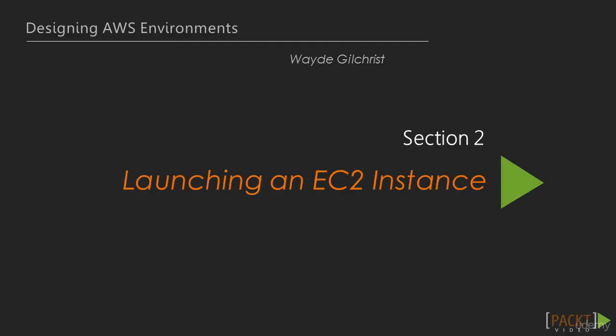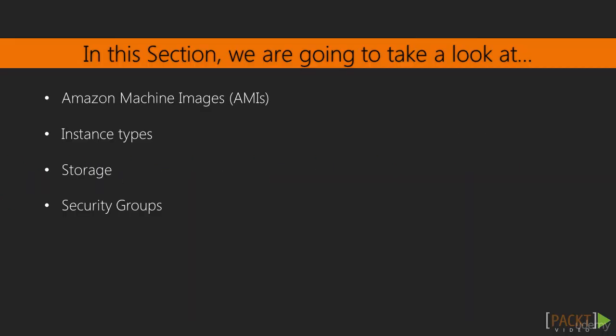Welcome to launching an EC2 instance. In this section, we will demonstrate how to launch an EC2 instance, and you can follow along and do this in your own AWS account. In this demo, we will discuss some of the choices you will have to make when you launch an instance, including choosing an Amazon machine image, an instance type and size, storage options, and configuring your security group.